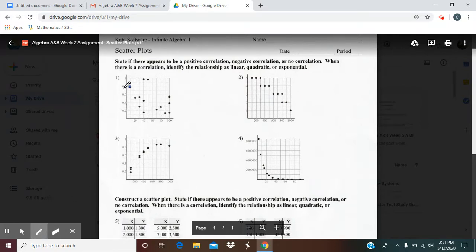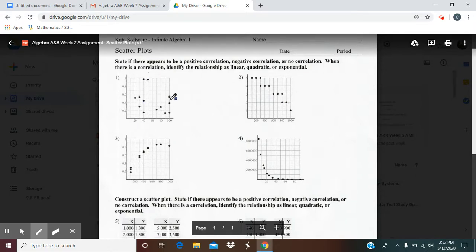As I look here at number one, the first thing I'm supposed to do is identify if I think it has positive correlation, negative correlation, or no correlation. So I'm looking for patterns. Do I see any kind of line forming? Do I see a quadratic? Do I see a parabola forming? Or do I see some kind of exponential pattern? On number one, it's just scattered. I don't see anything, so I would say there's no correlation here.